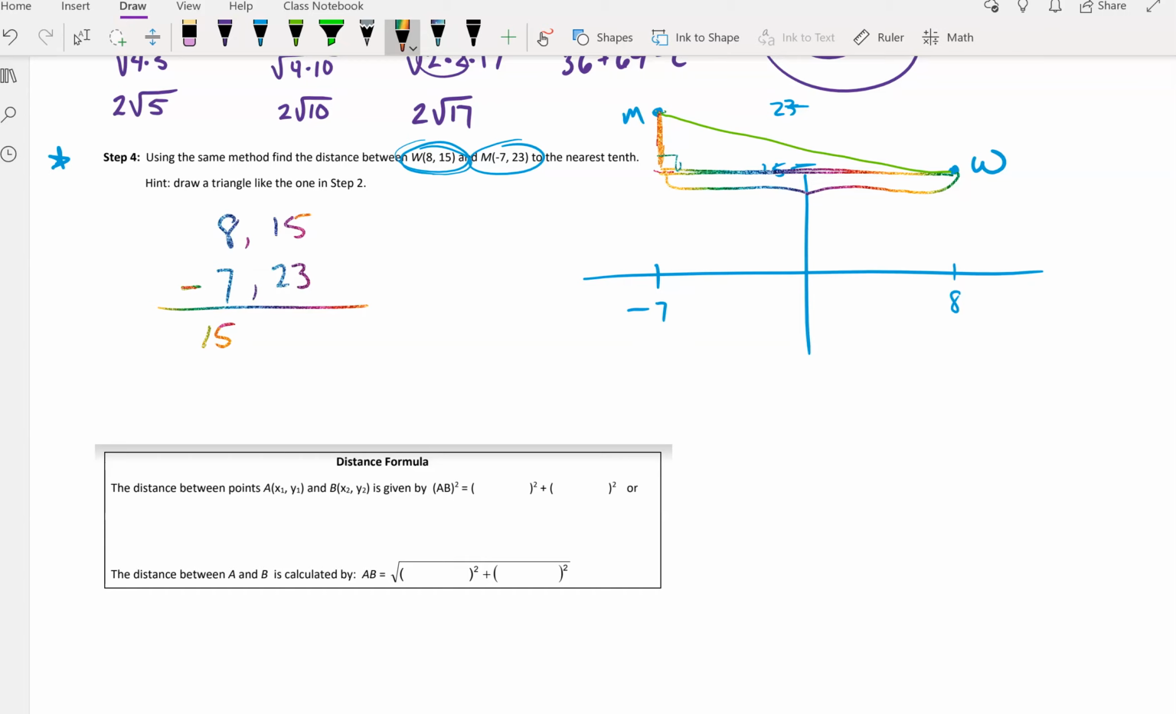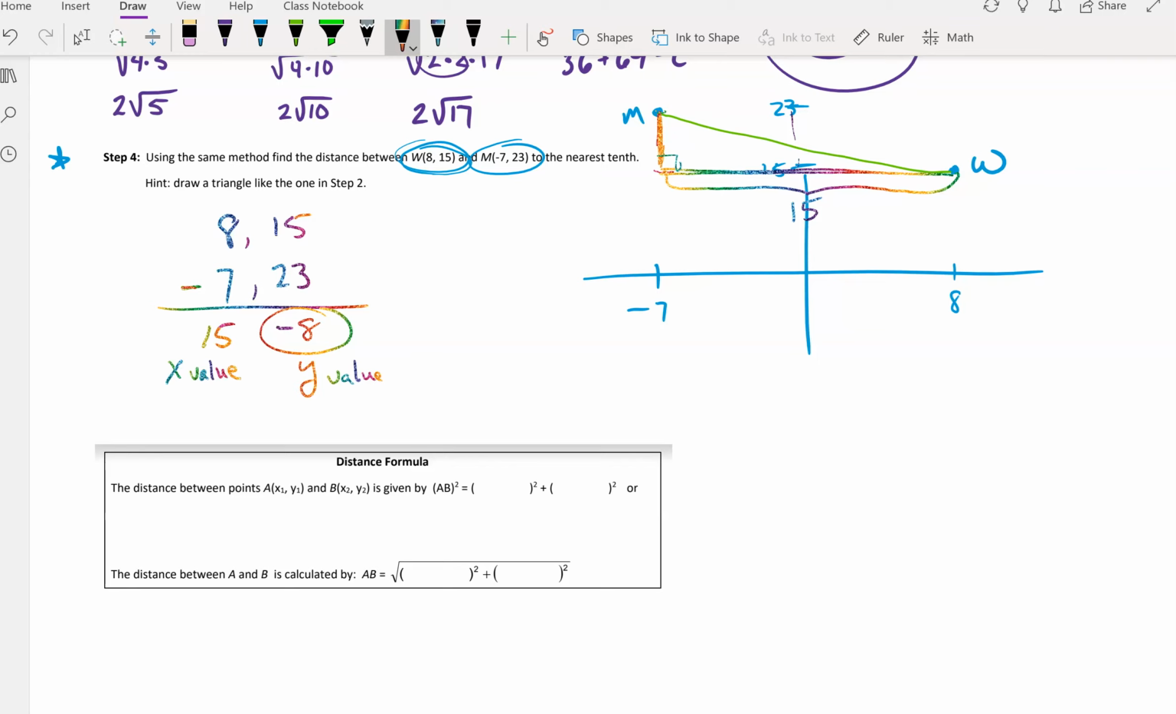And that looks about right. From negative 7 to 8, that looks like 15. That looks good. And then I subtract here 15 minus 23. I could also do 23 minus my 15. I'm kind of looking for this difference right here between 15 and 23, and that looks like it's going to be 8. And so I'll say negative 8 is going to be my vertical, and 15 is going to be my horizontal.